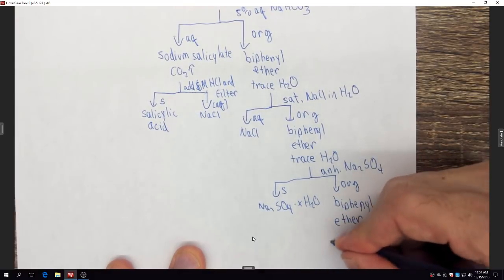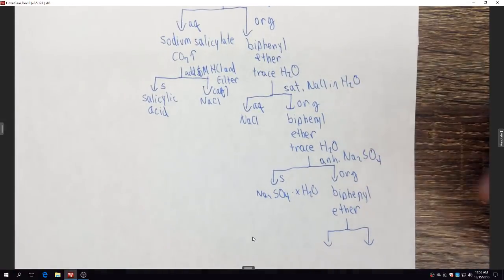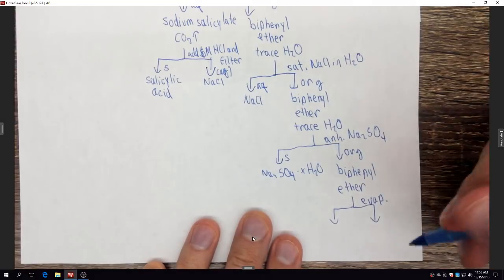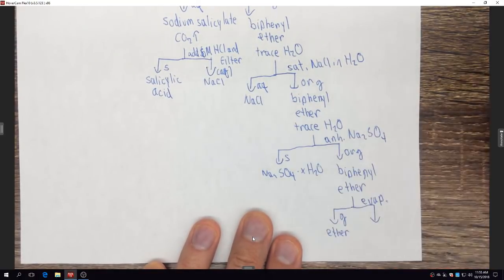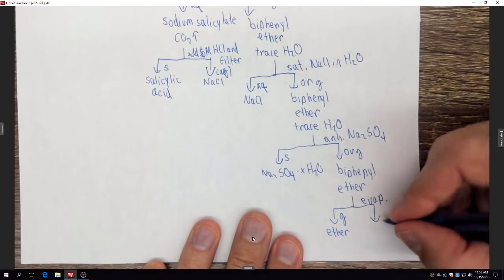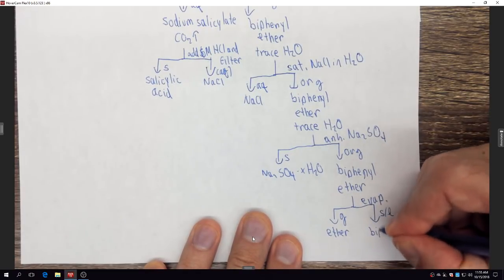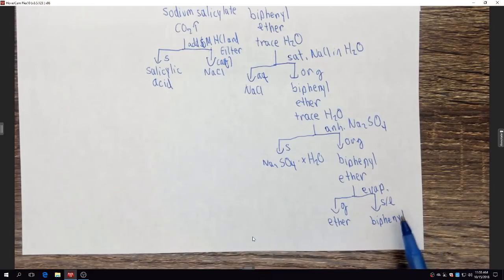Finally, how do we get rid of the ether? We evaporate. And you guys are going to use the solvent evaporators, but we're going to just evaporate. And our gas is going to be ether. Okay, it's going to be recondensed into a liquid, so it doesn't matter if you put a liquid. And our solid/liquid is going to be biphenyl. And it's important to note that it's a solid/liquid.